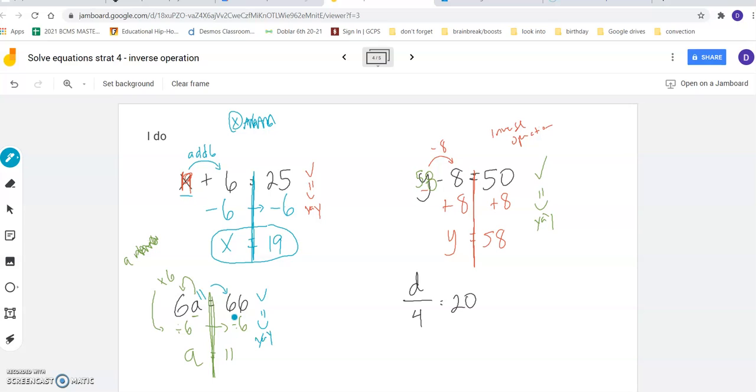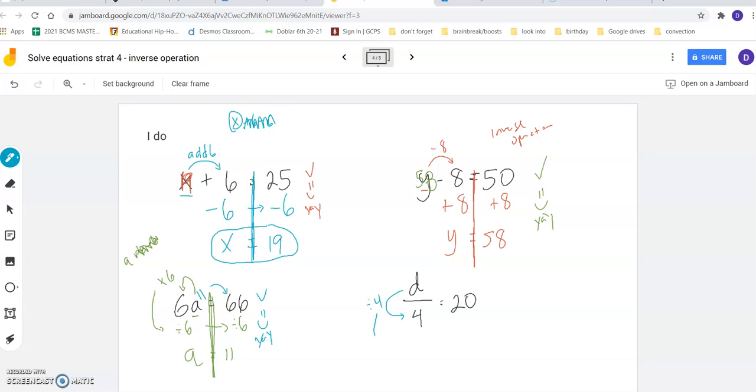Okay. Last one. This one looks the scariest, but it's no harder than the others. So I'm going to look at this one: d divided by 4 equals 20. Look, what's happening to my variable? It's being divided by 4.